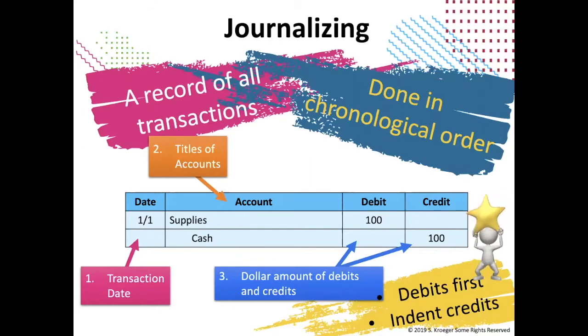As a reminder, we always have at least two accounts that are being affected. You can have more accounts, and I'll show you an example of that next, but you still have to follow the rules. For instance, if there are three accounts being used, debits still go on the top, credits are indented at the bottom, and debits still need to equal the credit column.